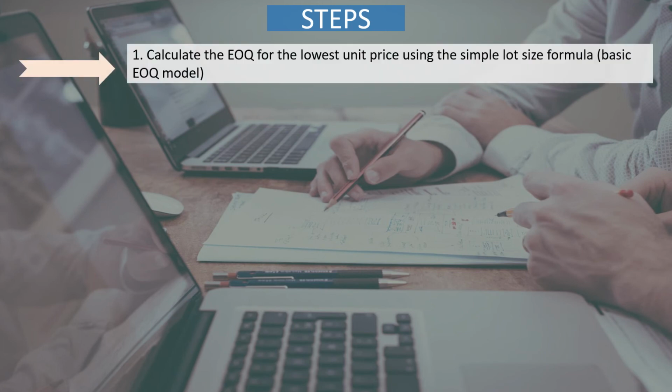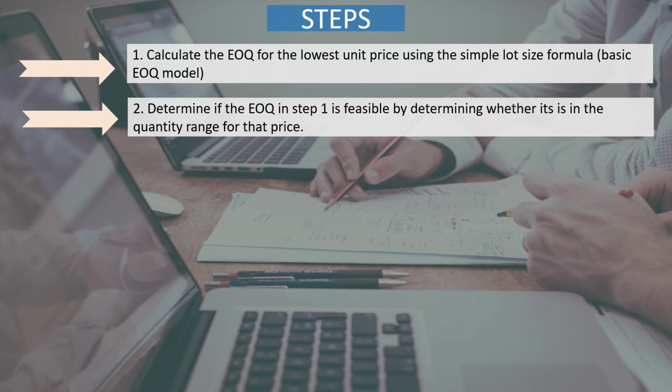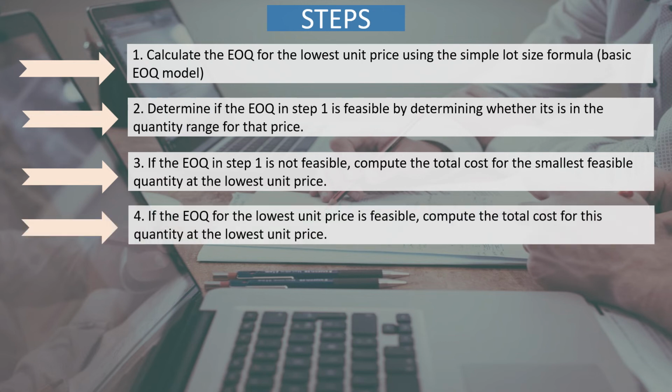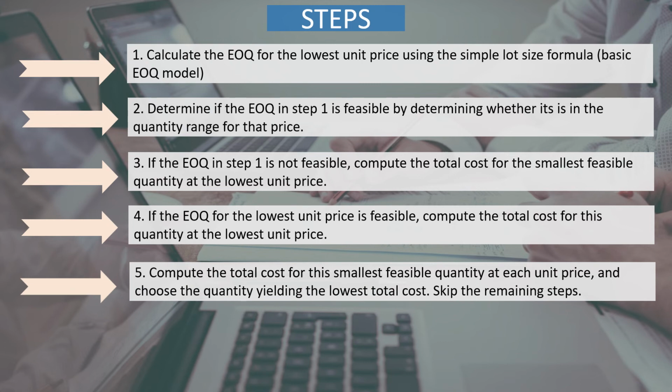First, calculate EOQ for the lowest unit price using the simple lot size formula. Then determine if the EOQ in step 1 is feasible by determining whether it is in the quantity range for that price or not. If the EOQ in step 1 is not feasible, compute the total cost for the smallest feasible quantity at the lowest unit price. If EOQ for the lowest unit price is feasible, then compute total cost for this quantity at the lowest unit price. And fifth, compute the total cost for this smallest feasible quantity at each unit price and choose the quantity yielding the lowest total inventory related cost.